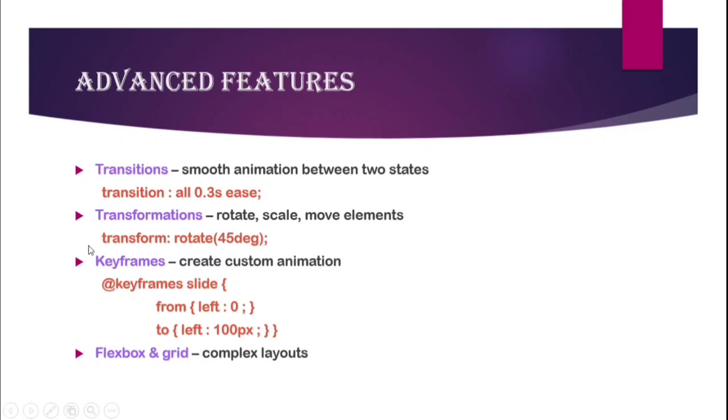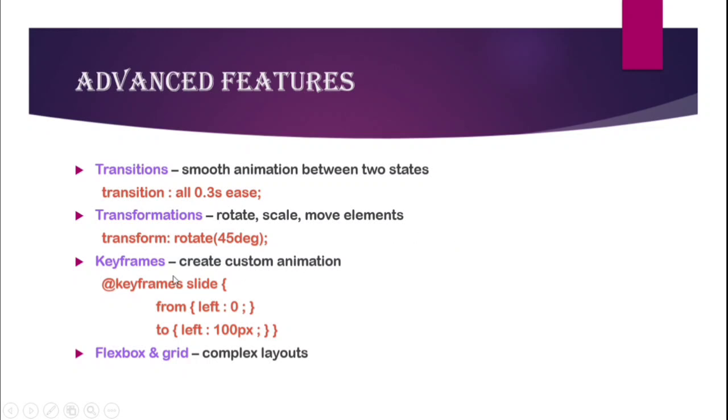For that, we have the code equal to transform rotate 45 degrees. So this will only apply whenever you hover onto that particular element. Whenever you hover onto any element, for that the transform rotate equal to 45 degrees is mentioned. Then automatically whenever you hover onto the element, it will rotate 45 degrees.